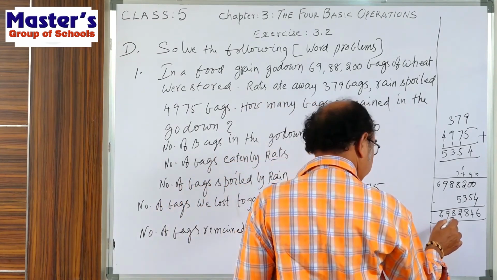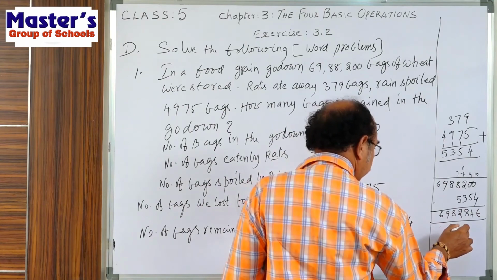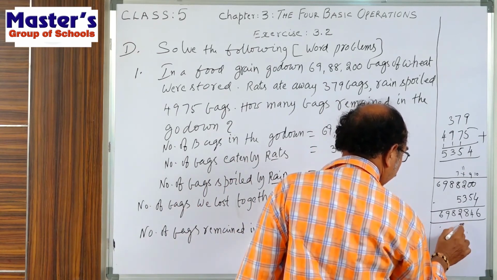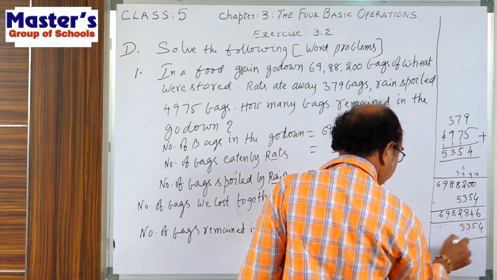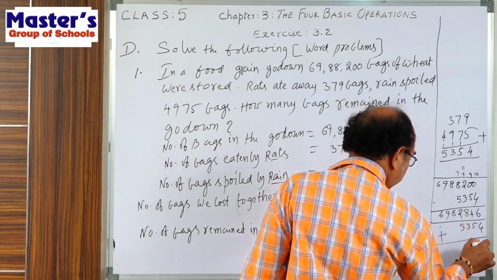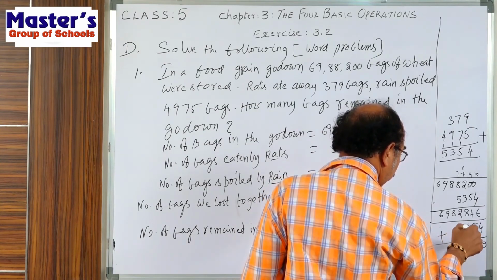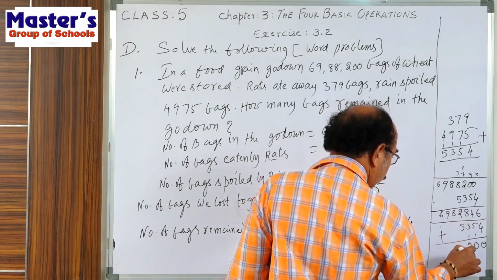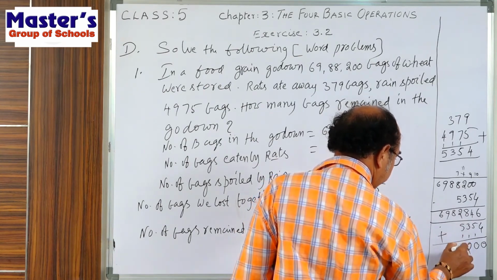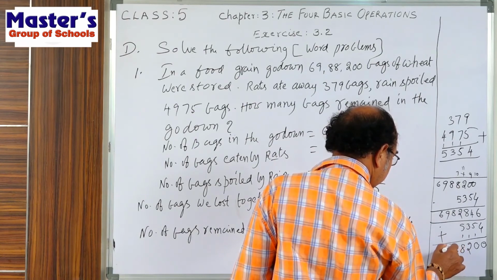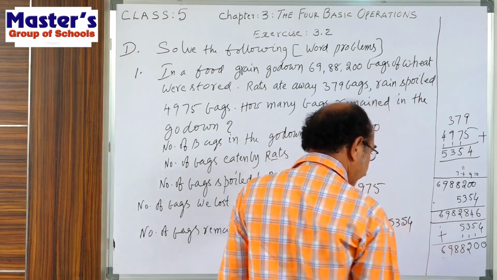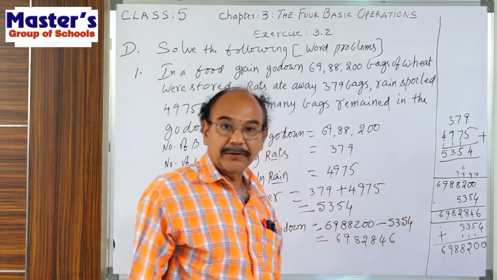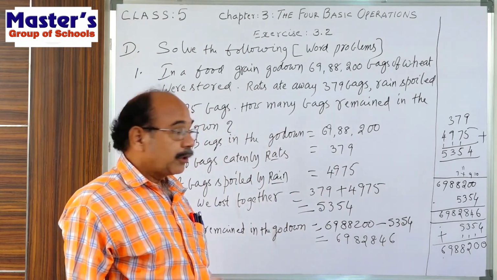To the 69,82,846, if we add the bags lost, 5,354, how much? 6 plus 4 is 10, 0 and 1 carried. 5 plus 4 is 9, plus 1 is 10, 0 and 1 carried. 3 plus 1 is 4, plus 8 is 12, 2 and 1 carried. 5 plus 1 is 6, plus 2 is 8, 8, 9, 6. So 69,88,200. So your sum is correct.